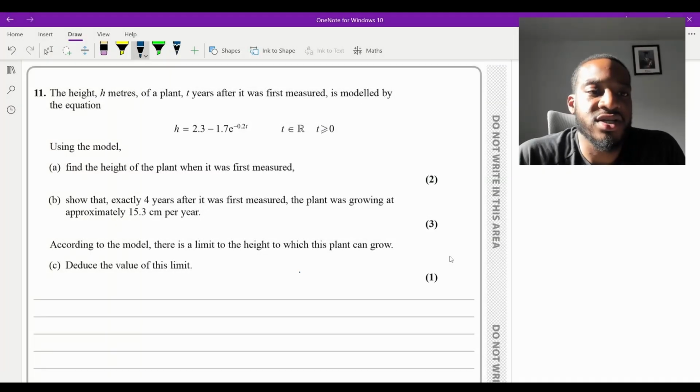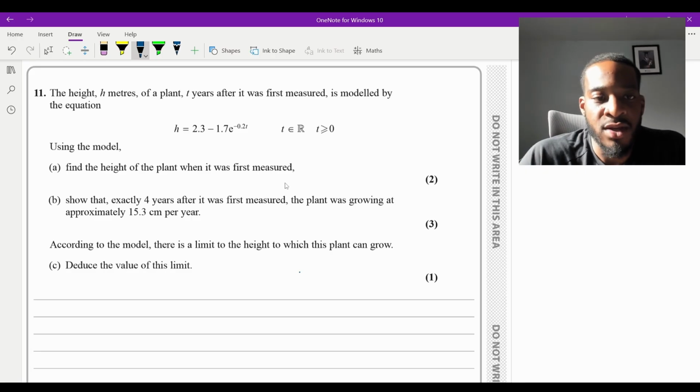Okay, so question 11 says the height h meters of a plant t years after it was first measured is modeled by the equation h is equal to 2.3 minus 1.7 e to the minus 0.2 t, where t is an element of the reals, t is greater than or equal to 0. Using the model for part A, find the height of the plant when it was first measured, for 2 marks.